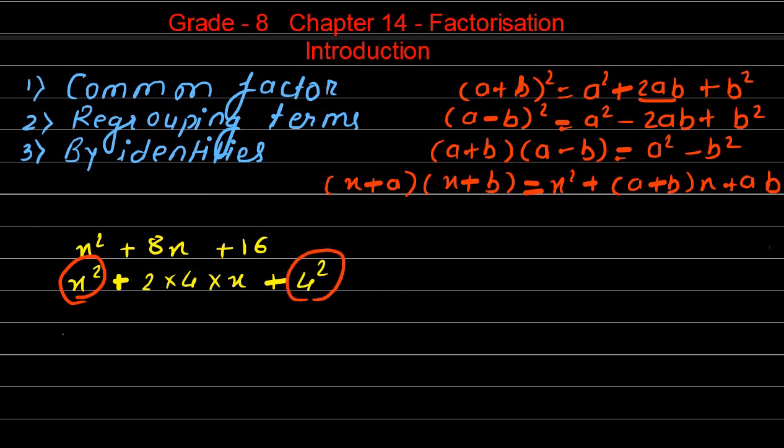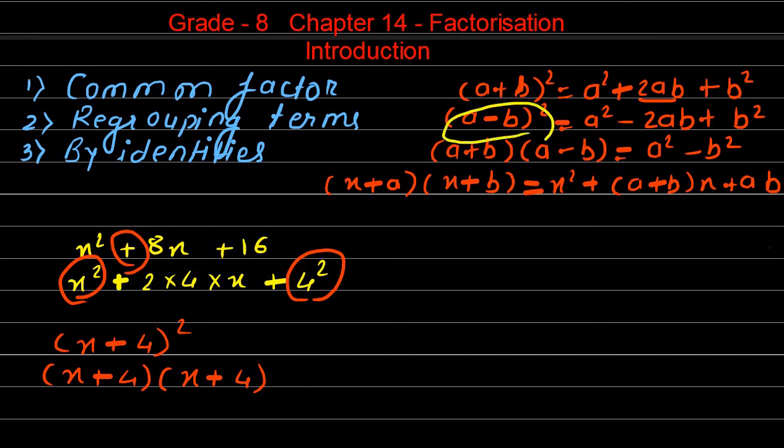So let's write them into our identity. Our a is x, right? So x plus, what is our b? 4. x plus 4 whole square. So our factors are x plus 4 and x plus 4, because it's a whole square. And the same thing goes if you have a negative sign over here: you should use our identity a minus b whole square, right?